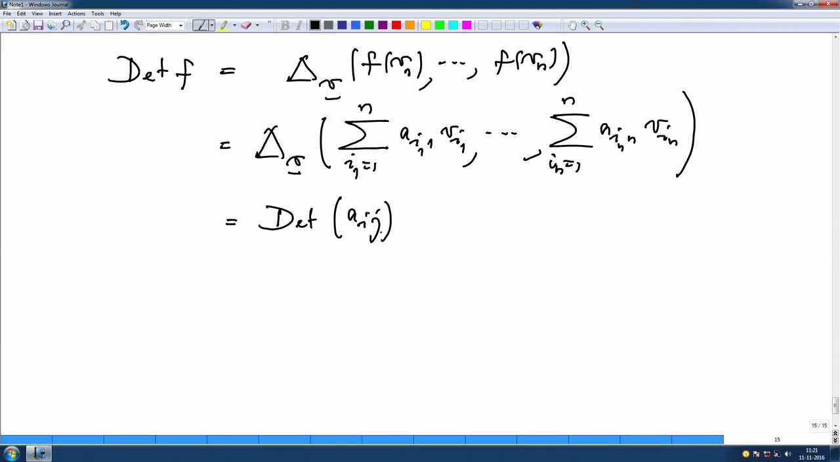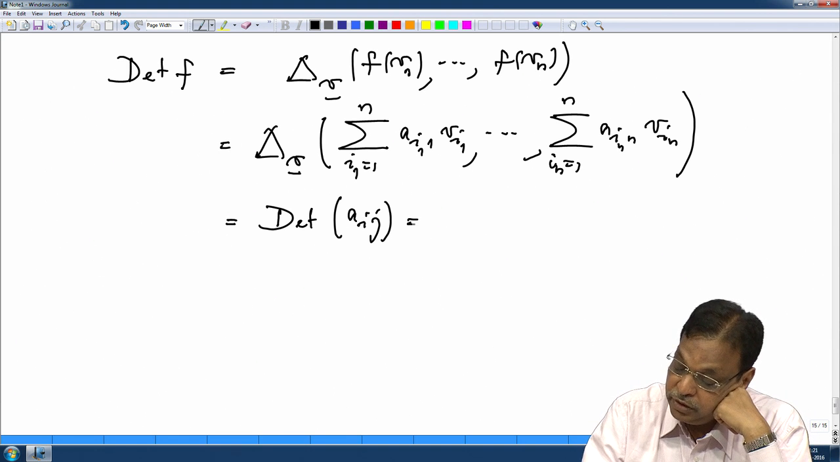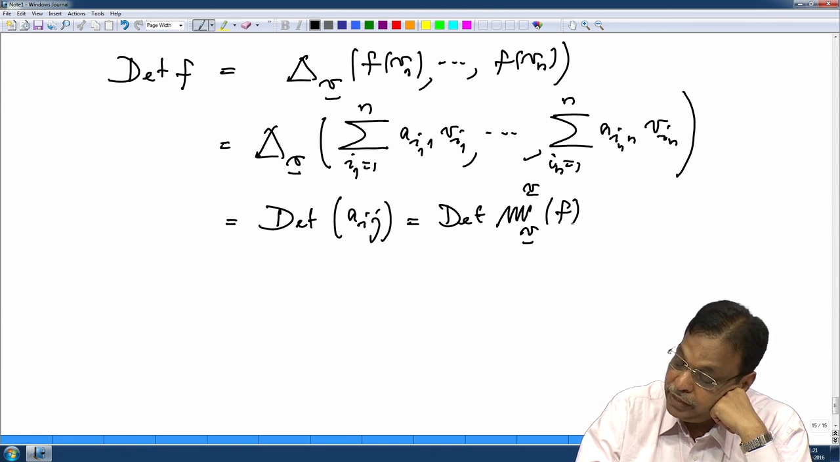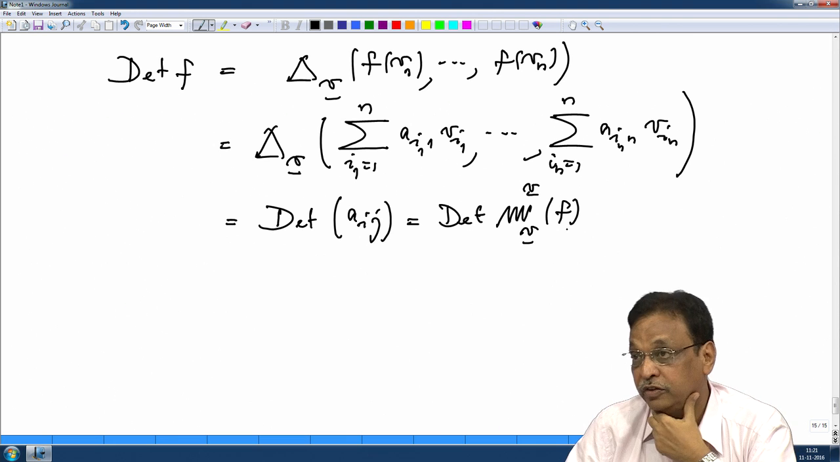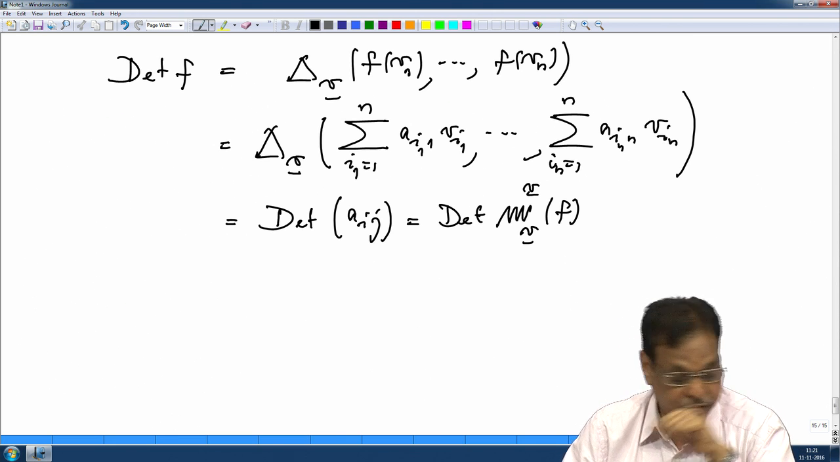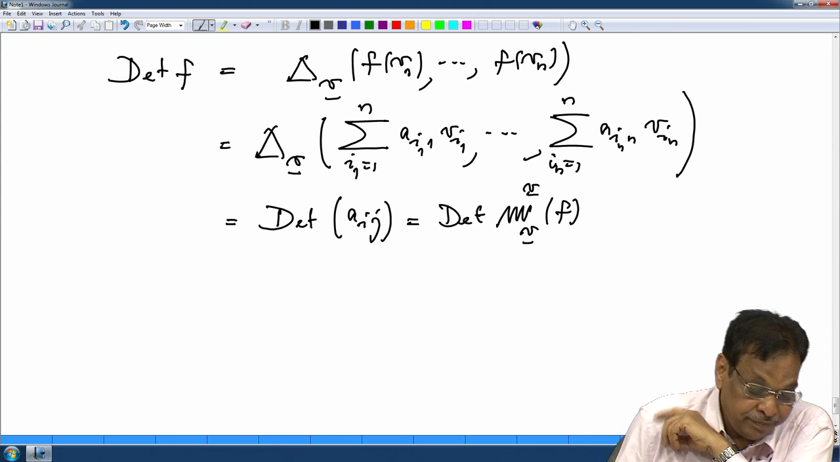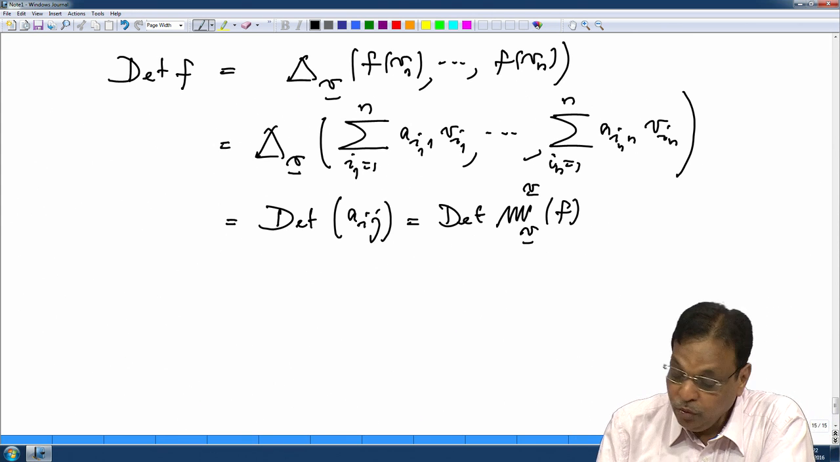That is how we have defined the determinant of an arbitrary matrix. So, that proves these two, and this is the determinant of M V V F. This shows that this new definition matches with the earlier definition with respect to the basis V. Now, to prove the product formula, what do you have to prove?